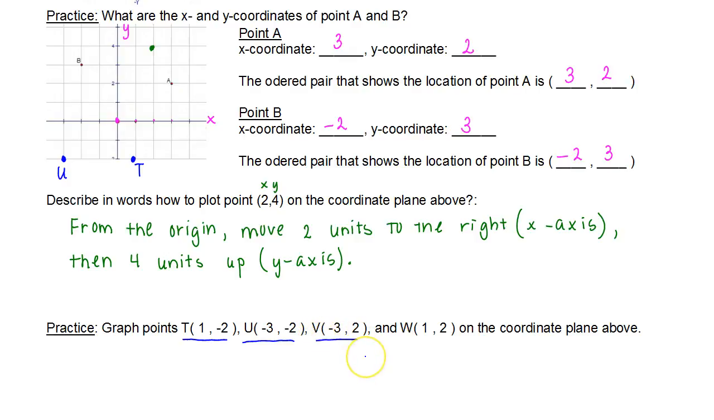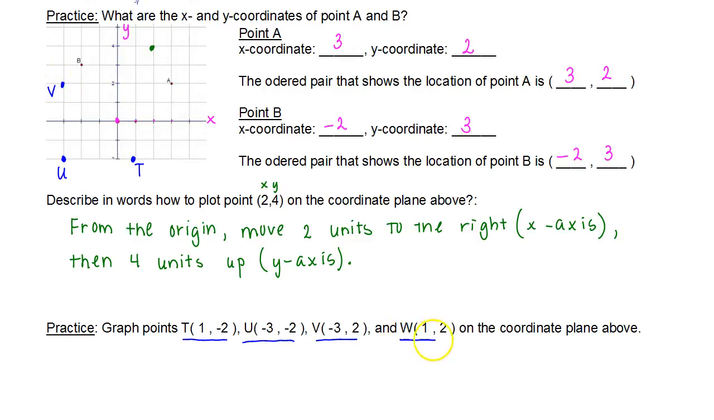Point V is at -3, +2. So back to the origin, we will move 3 to the left again. So 1, 2, 3 on the x-axis to the left, but then 2 units up. And so point V is located in quadrant 2.